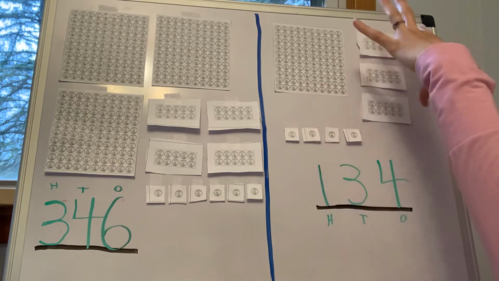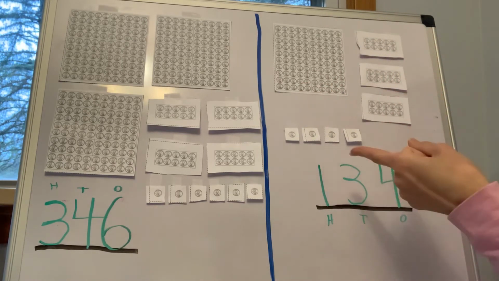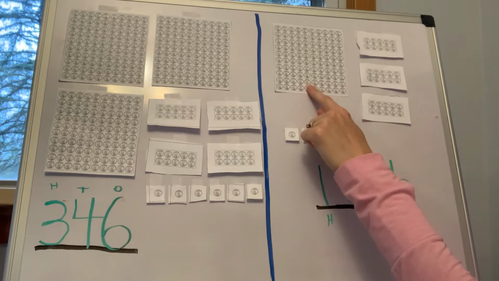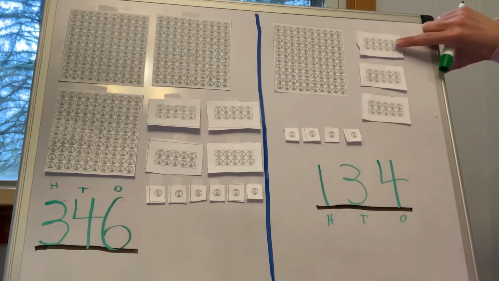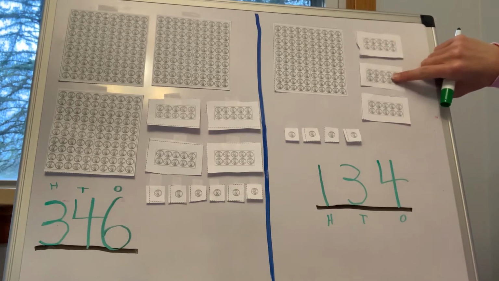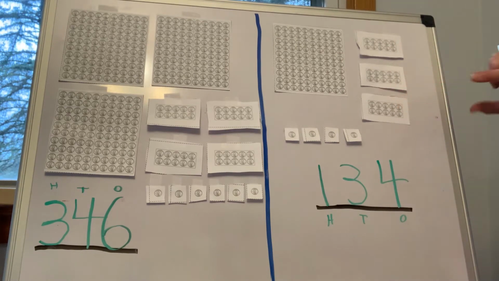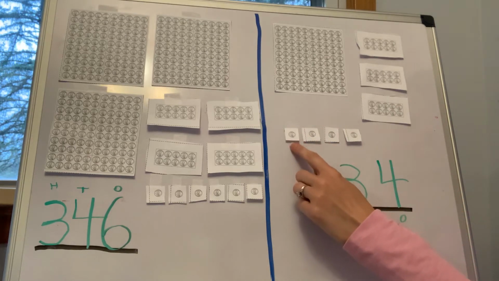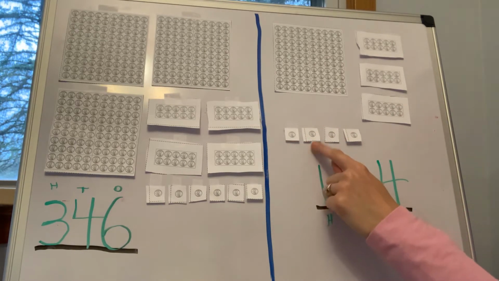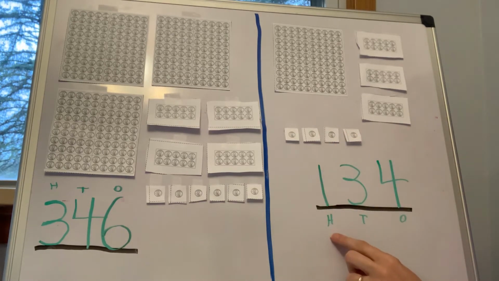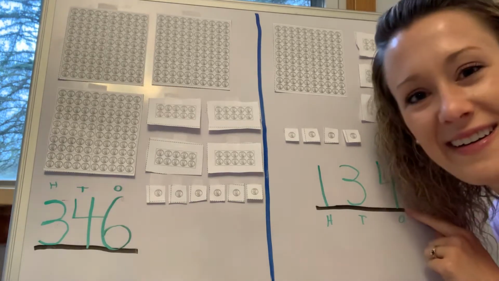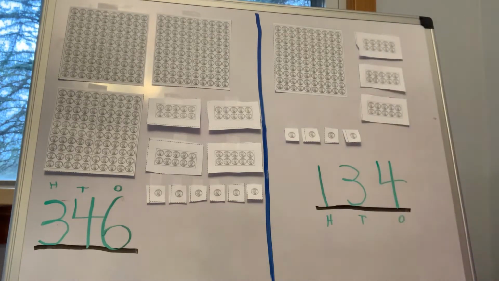So we're gonna count by 100, switch to counting by tens, switch to counting by ones. Here we go, ready, set, go. 100, switch, 110, 120, 130, switch, 131, 132, 133, 134. Awesome, my sweets.